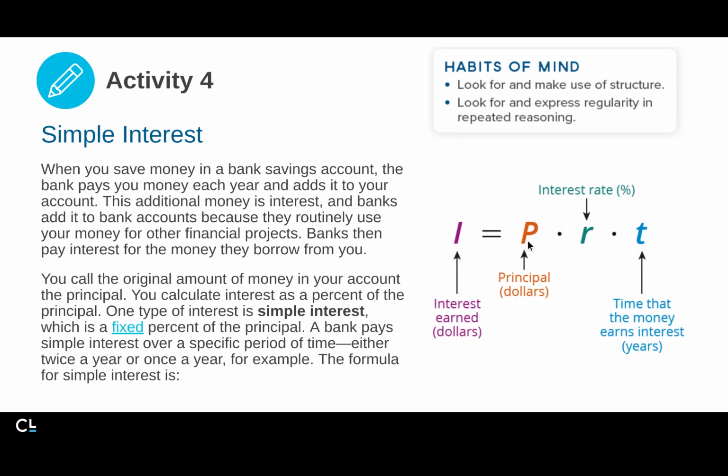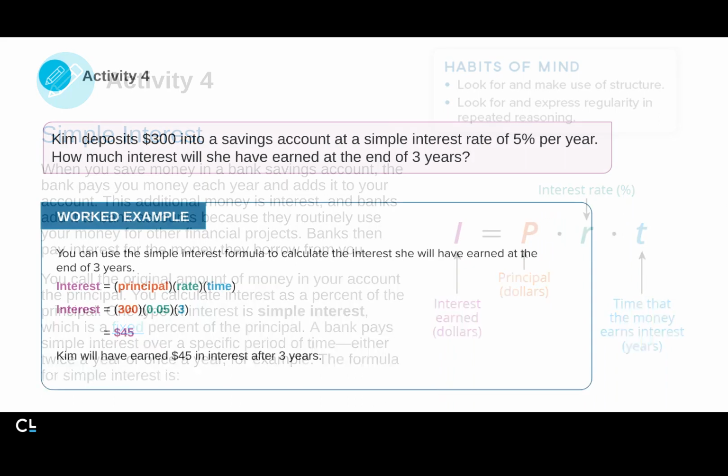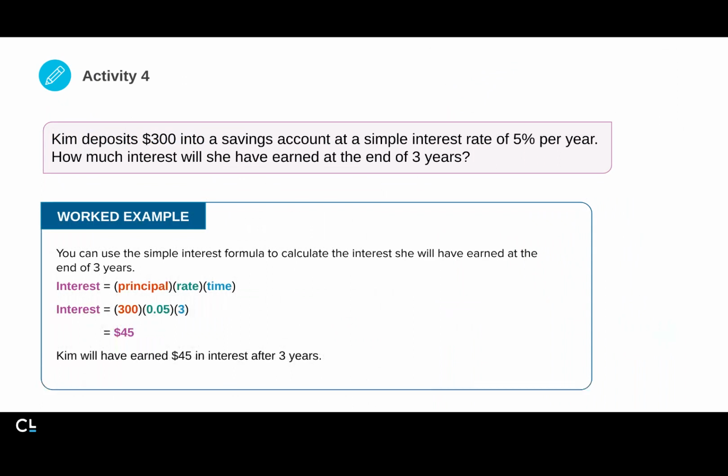I'm also given the principal amount and I'm given the time, but I don't know the interest rate. So that's what I'm trying to figure out. Well, having this formula allows you to plug in numbers or variables for any part of it and do the work. Okay, so let's go ahead and look at our example here.